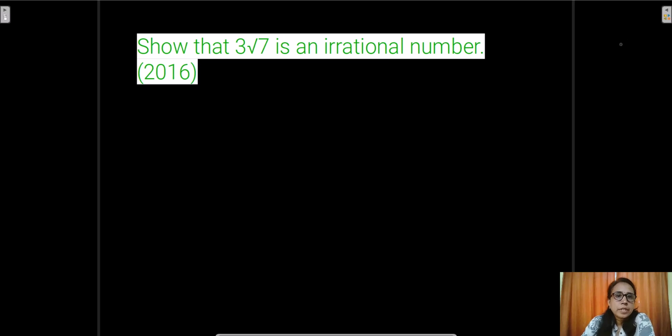So the next question is: show that 3 root 7 is an irrational number. Okay, we have to prove that 3 root 7 is an irrational number. I have told you how the question will be. The question will be like this: show that 3 root 7 is an irrational number if root 7 is irrational. That condition will be there in your question paper. Right, children? Now we will see the proof.